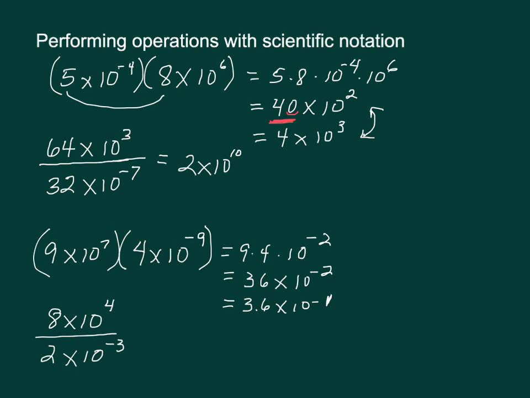Here we're going to divide. 8 divided by 2 is 4. 10 to the 4th divided by 10 to the negative 3rd becomes 10 to the positive 7. All I do is bring the 10 to the negative 3 up to the top, and we get 10 to the 7th. And you've just performed a couple of operations with scientific notation.